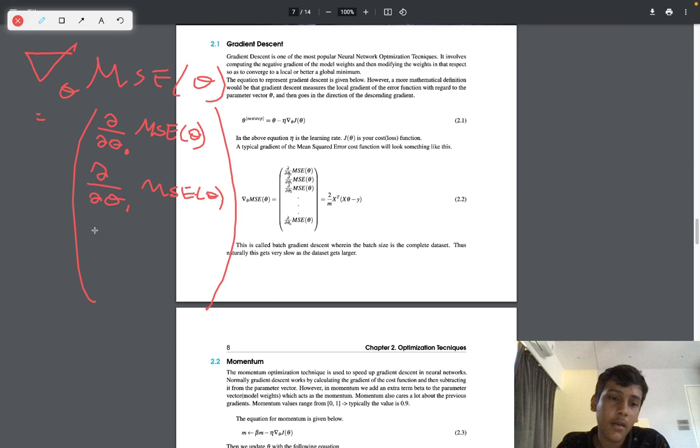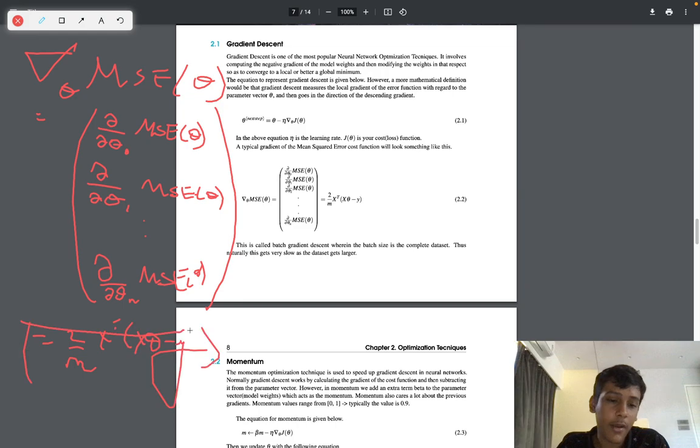and actually it will then just be some stuff, and the generalized equation will be del by del theta n MSE of theta, which will end up giving you 2 over m X transpose X theta. You can work this out numerically.